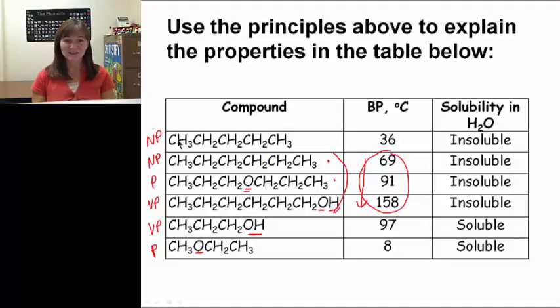This first one, they're both nonpolar, so you're going to say, okay, the heavier the molecule is, because that's our tie-breaking rule. The heavier it is, the higher the boiling point is going to be. And sure enough, if it has 5 carbons, it has a boiling point of 36. But if I tack on one more carbon, the boiling point goes up to 69.